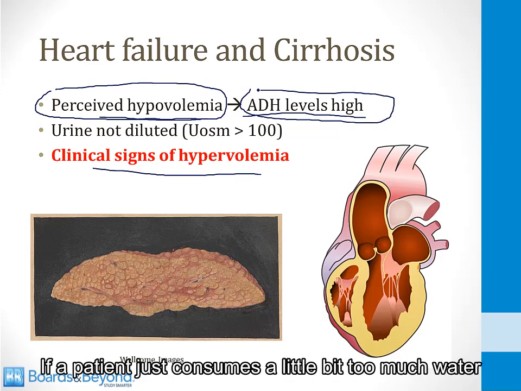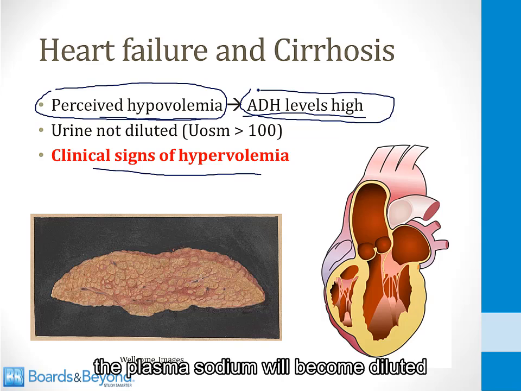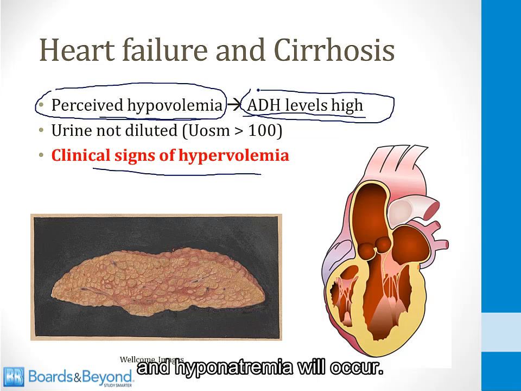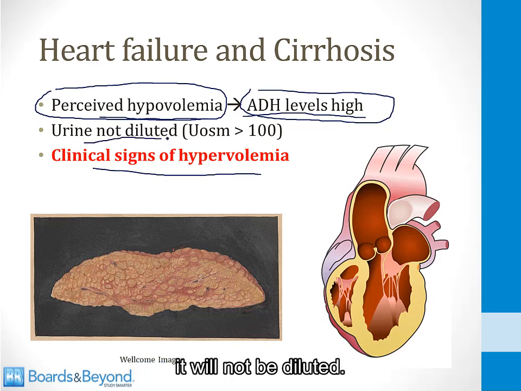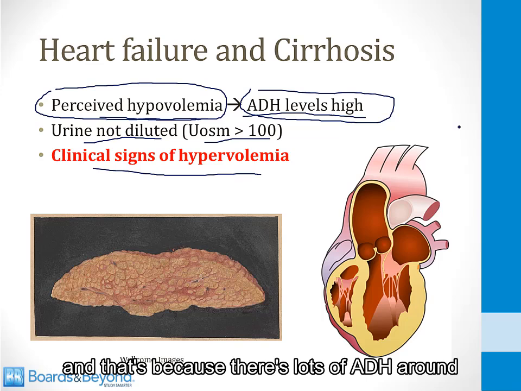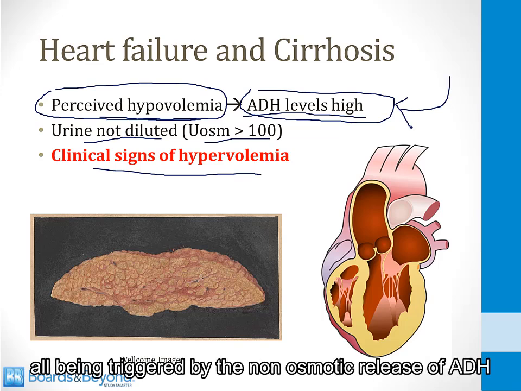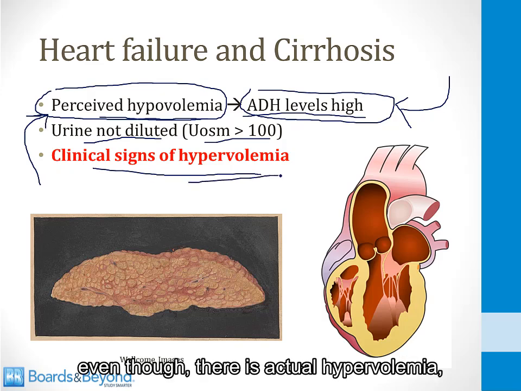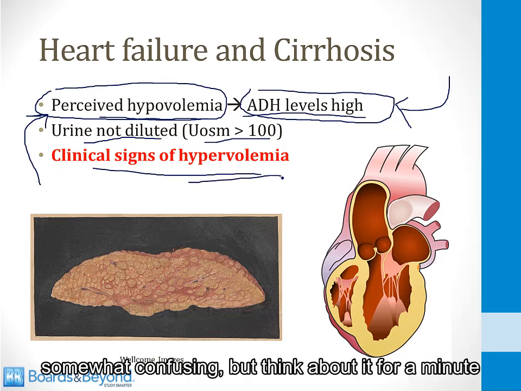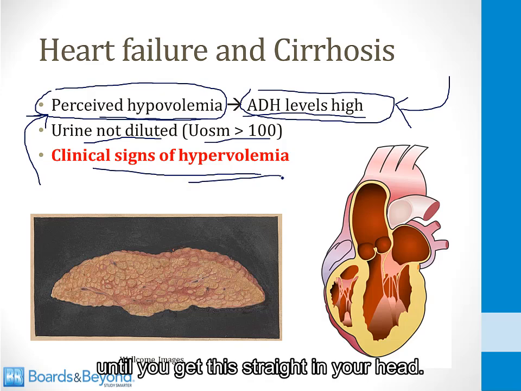If a patient just consumes a little bit too much water, the plasma sodium will become diluted and hyponatremia will occur. And importantly, if you look at the urine, it will not be diluted. The urinary osmolarity will be high, and that's because there's lots of ADH around, all being triggered by the non-osmotic release of ADH from the pituitary gland as a result of perceived hypovolemia, even though there is actual hypervolemia. Somewhat confusing, but think about it for a minute until you get this straight in your head.